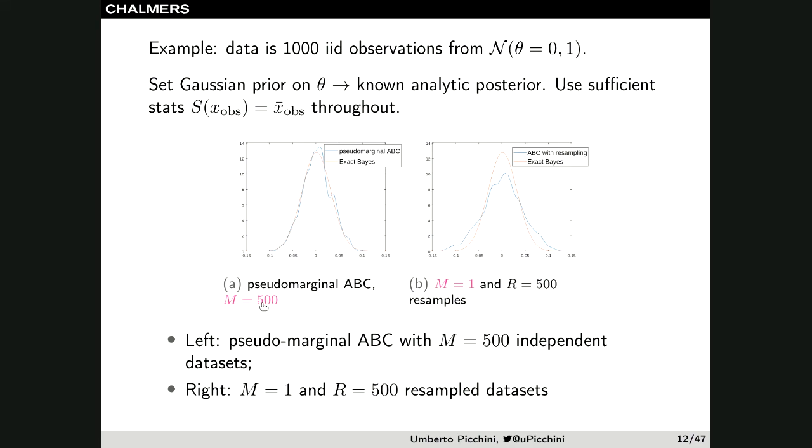And instead, on this other side, at each iteration I only simulate one dataset from the simulator, and I resample 500 times from this one simulated dataset. What we obtain in blue produces a posterior which is much more dispersed. Well, this is not really unexpected. We are introducing some bias due to the resampling step.